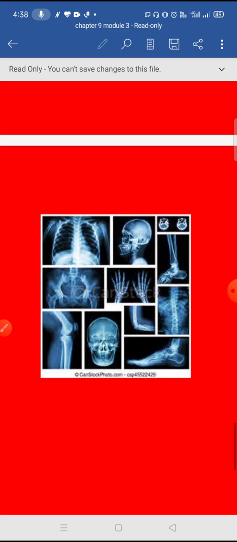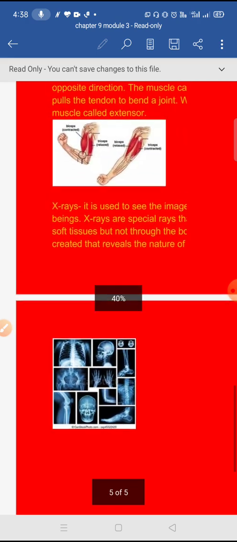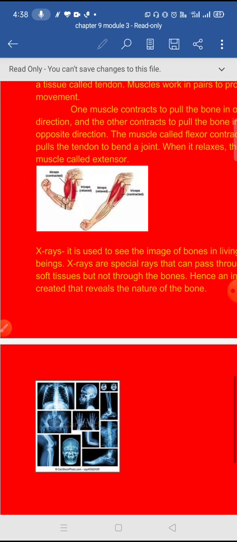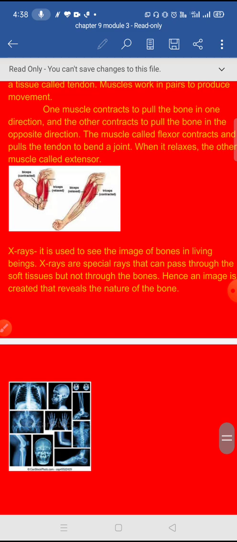I hope this is clear to everyone, this module, all the joints, muscles and x-rays. So with this our chapter is complete. We'll do the question answers. Thank you.